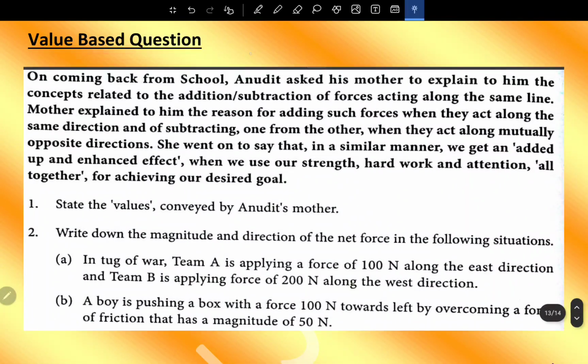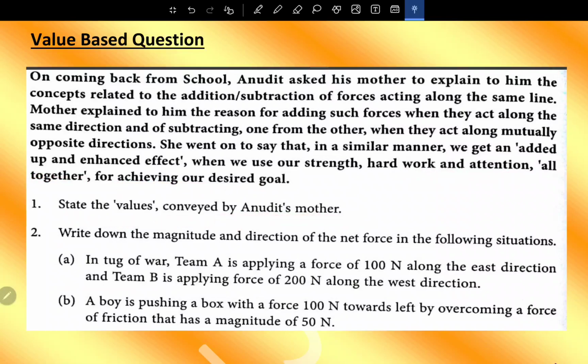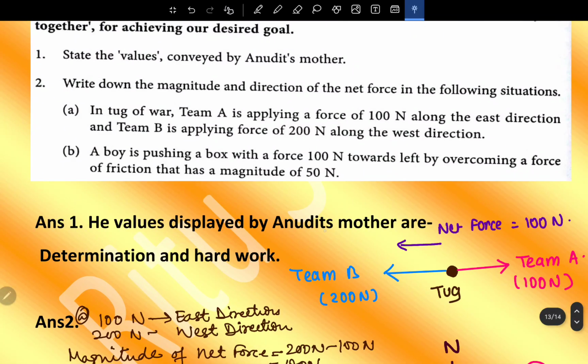Now this is a value based question. On coming back from school, Anudit asked his mother to explain to him the concept related to the addition and subtraction of forces acting along the same line. Mother explained to him the reason for adding such forces when they act in the same direction and subtracting one from the other when they act in mutually opposite directions. She went on to say that in a similar manner we get an added up and enhanced effect when we use our strength, hard work and attention all together for achieving our desired goal. State the value conveyed by Anudit's mother. The value displayed by Anudit's mother is determination and hard work.